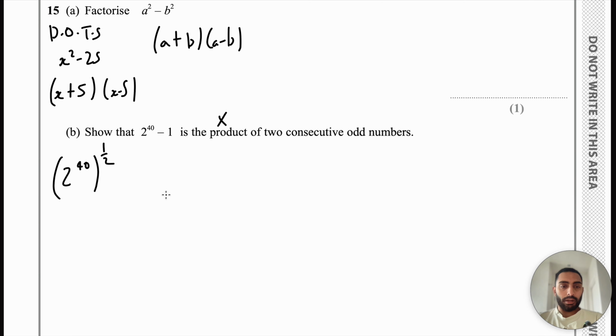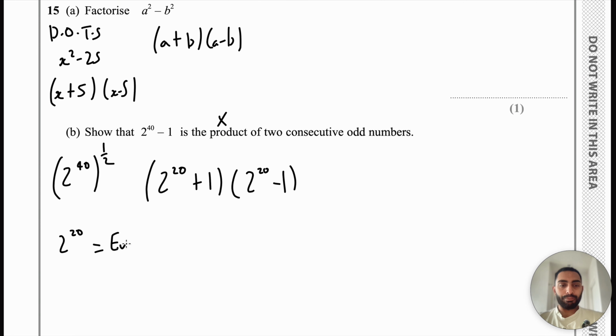So half multiplied by 40 would be 20. So 2 to the power of 20, the square root of 1 is just 1. So it's 2 to the power of 20 plus 1 multiplied by 2 to the power of 20 minus 1. So it just looks exactly like that. I just need to prove that both of these are odd numbers. So I've got 2 to the power of 20, and anything multiplied by 2, because this is just 2 multiplied by 2 being repeated 20 times, would be even.